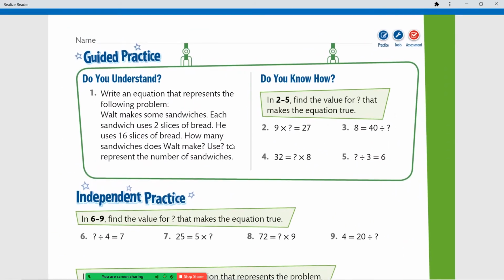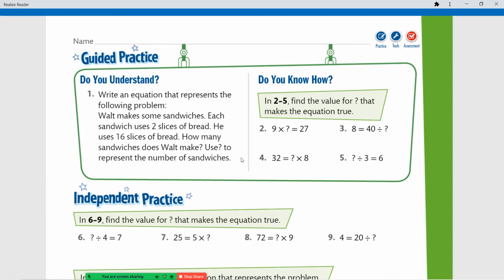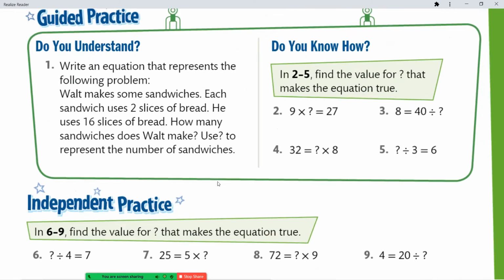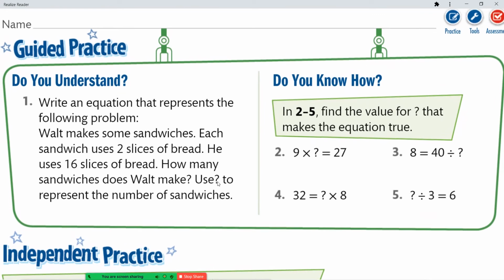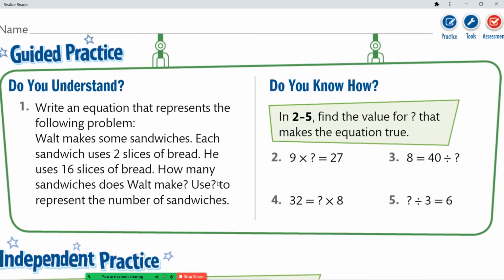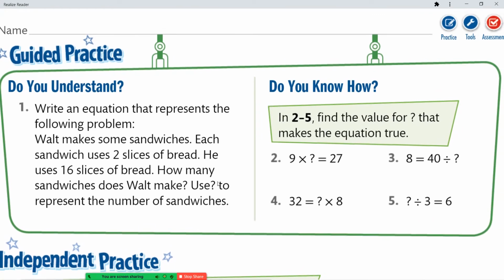So our guided practice questions up here. The first one says, write an equation that represents the following problem. Walt makes some sandwiches. Each sandwich uses 2 slices of bread. He uses 16 slices of bread. How many sandwiches does Walt make? Use a question mark to represent the number of sandwiches.